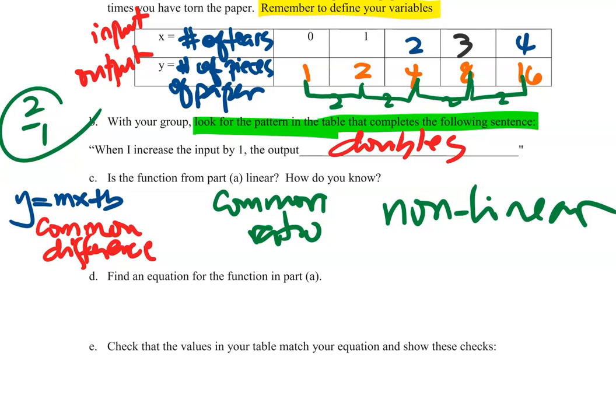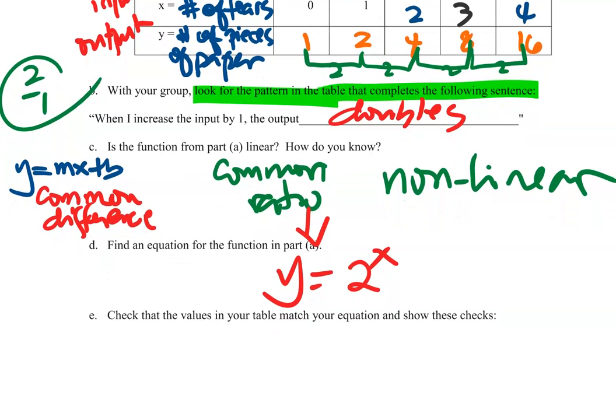So find an equation for the function in part A. I just said that it is increasing exponentially, and that there is a common ratio. So you can say that y is equal to 2 raised to x. Do you agree?